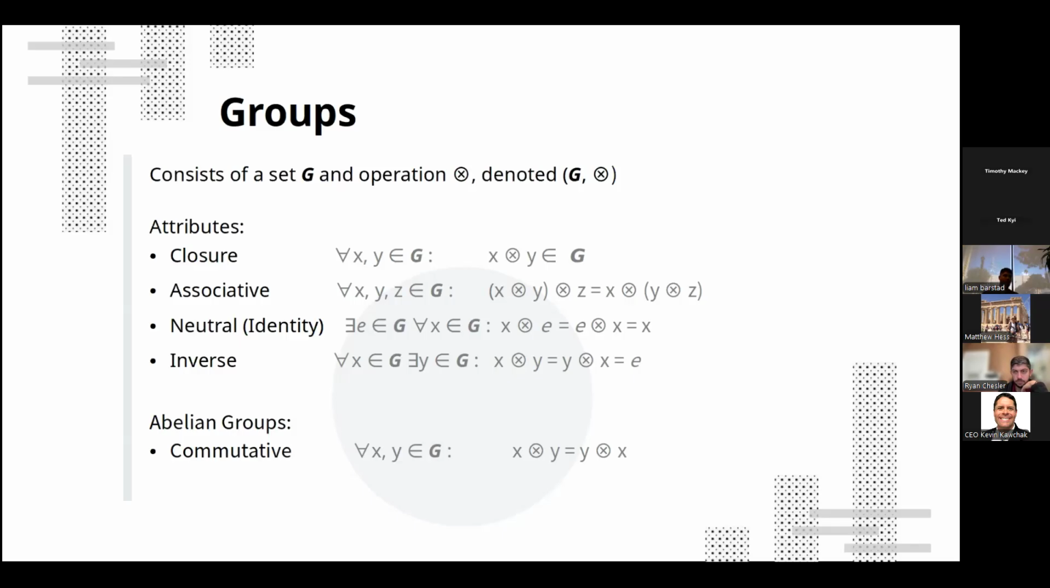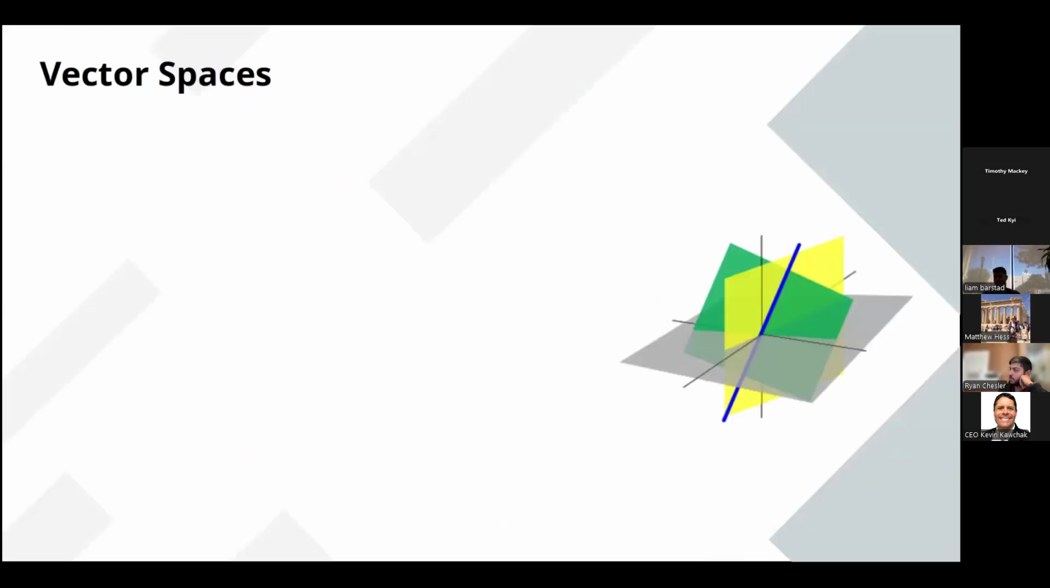Groups are not really used too often in machine learning, but there are some applications in computer vision. For instance, for rotation, translation, and scaling, you sometimes want to handle this with group theory because the commutativity of it is actually important, as well as some other aspects. This also says a little bit about the reversibility of certain transformations, but we'll get into that in a little bit. So the next thing I want to talk about are vector spaces.